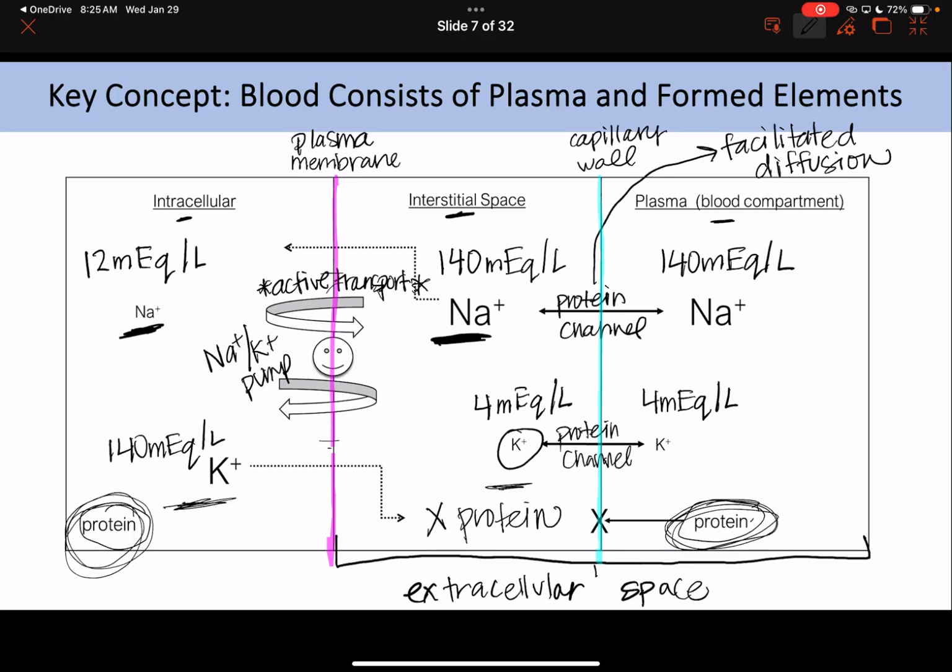So is everybody okay with those three fluid compartments? Any questions? Okay.